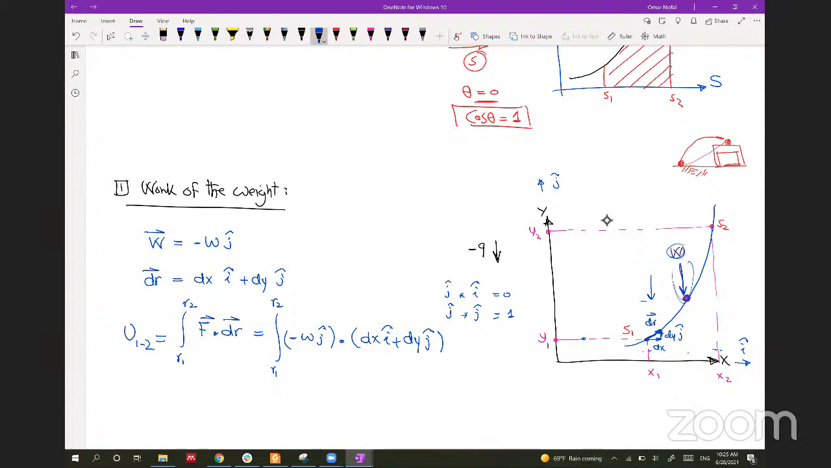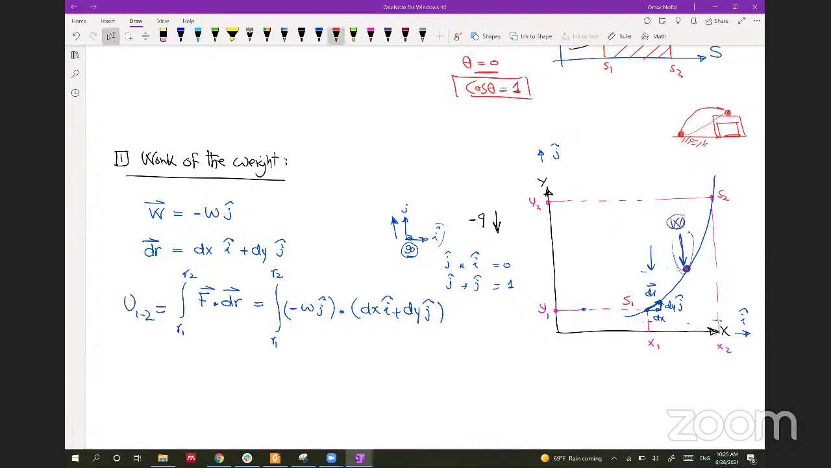This is what the dot product means. You have i hat in this direction and j hat in this direction. If you multiply them together, the theta between them is 90 degrees, so the cosine of theta will be 0. But if you have j and j, it will be 1 because the theta between them is 0. So the only component we will have here is negative W in the direction of j multiplied by dy in j.